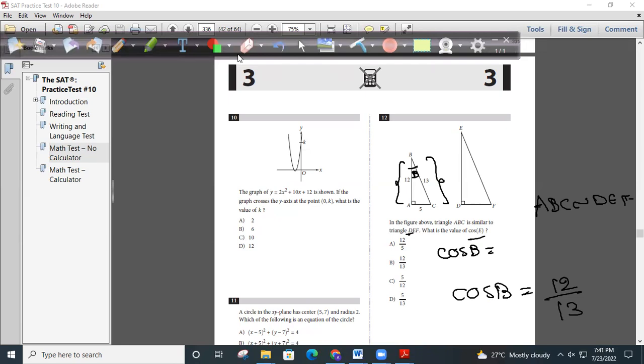People who have typed, they have typed correct. Some of you have typed D. Some of you have typed A. Just realize how simple this is. Cos B is same as cos E. Cos B is adjacent by hypotenuse, so 12 by 13. Therefore, cos E also should be 12 by 13. Again, I'm repeating. You just need to know the 3 rules that I explained. If you can know them, and implement them on the questions, solve them sincerely, you'll do well.